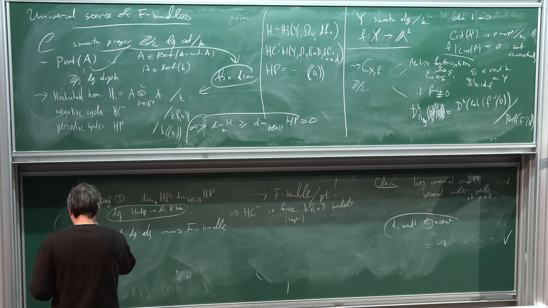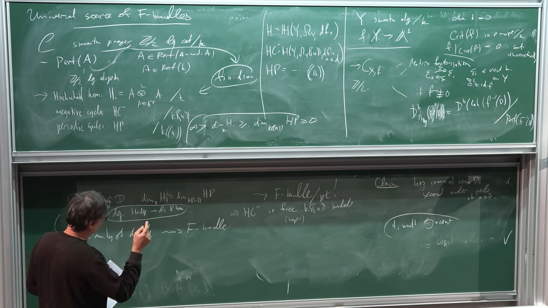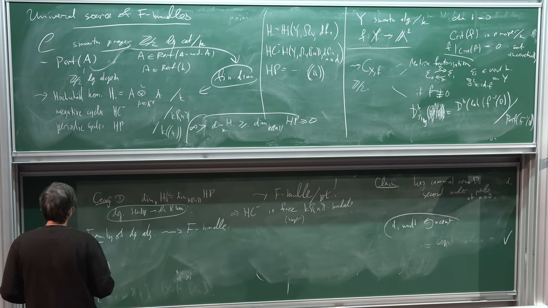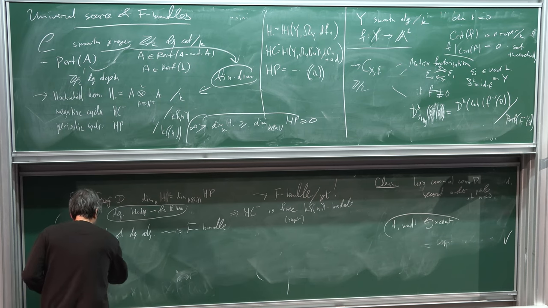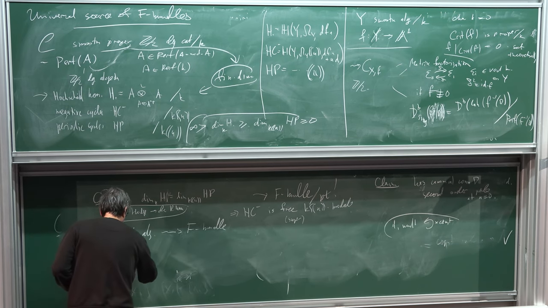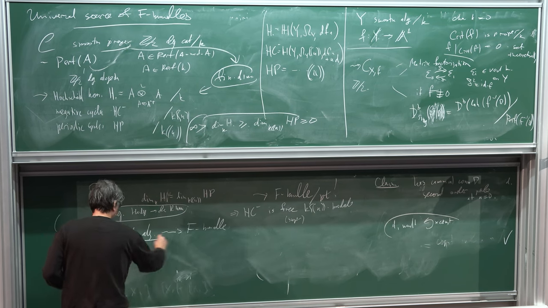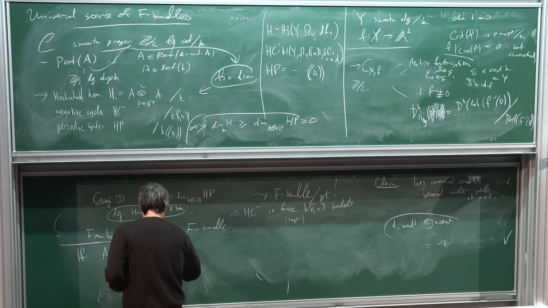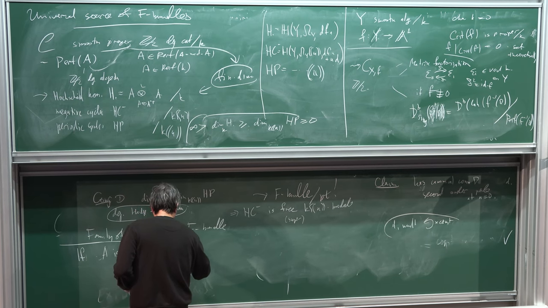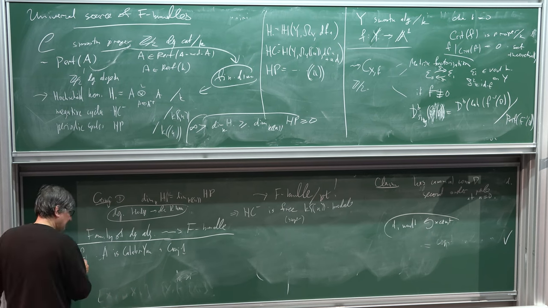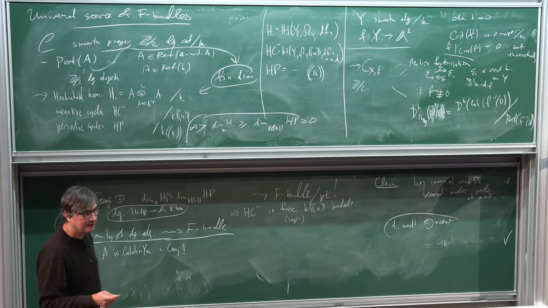But it's not the maximal F-bundle, and the story is the following. If the algebra is a Calabi-Yau algebra, even or odd, and you have degeneration and conjecture one, then something remarkable happens. Then you get a maximal F-bundle.